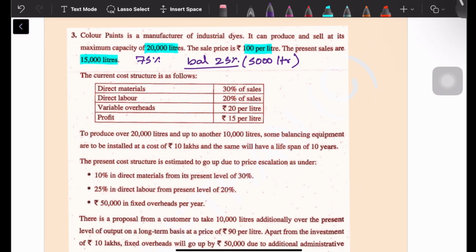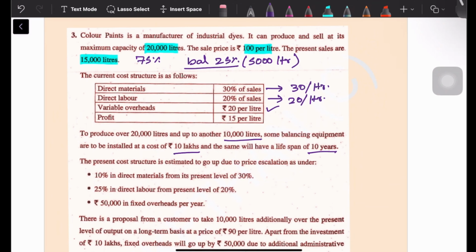The current cost structure is as follows. Direct material 30% of sales. So this means 30 per liter. Direct labor is 20% of sales. That means 20 per liter. Variable overhead 20 per liter. So this is directly given. Profit is 15 per liter. To produce over 20,000 liter and up to another 10,000 liter, some balancing equipment are to be installed at a cost of 10 lakh, and the same will have a lifespan of 10 years.